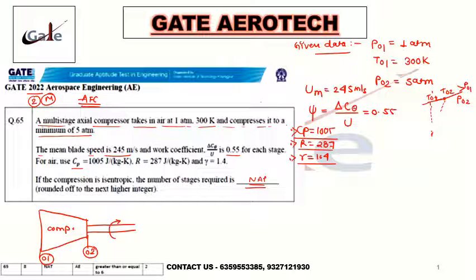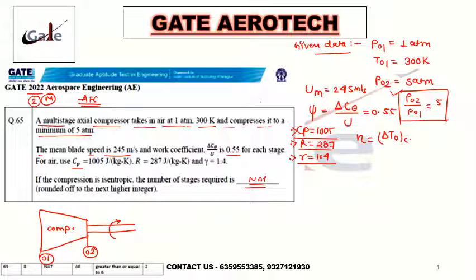Okay, let's focus on the question itself. They are asking how many stages we require for this much pressure generation, right? We want a pressure ratio of 5 at the end of the multi-stage compressor, so we require 5 atm at the exit of the compressor. They are asking how many compressor stages are required. Now, the number of stages is given by the change in temperature of the complete compressor divided by the change in temperature per stage. So from here you can easily find the number of stages.